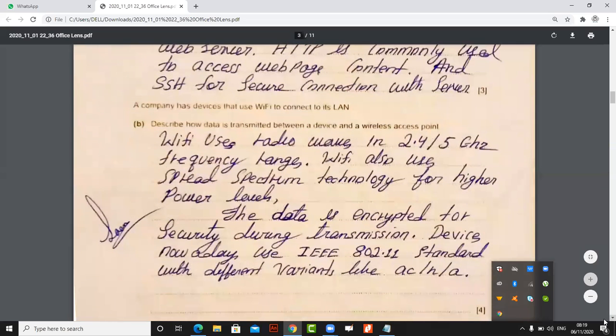A company has devices that use Wi-Fi to connect to its LAN. Okay. Describe how data is transmitted between the device and wireless access point. ठीक है. So question है, again मैं repeat कर रहा हूँ कि describe how data is transmitted between a particular device and the wireless access point. Well, हमने सिंपल ये बताना है कि वाईफाई बेसिकली काम किस तरह करता है.